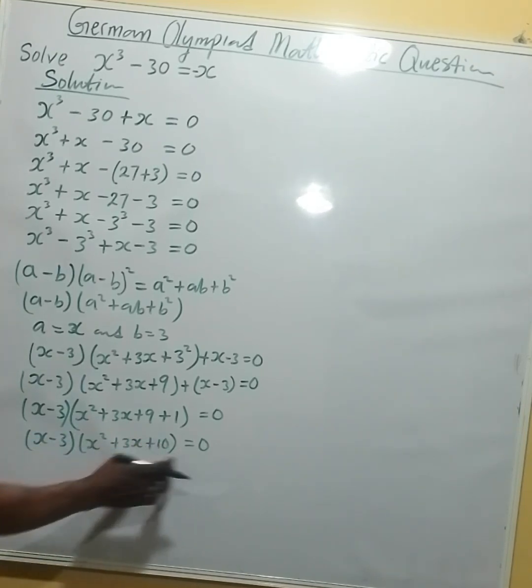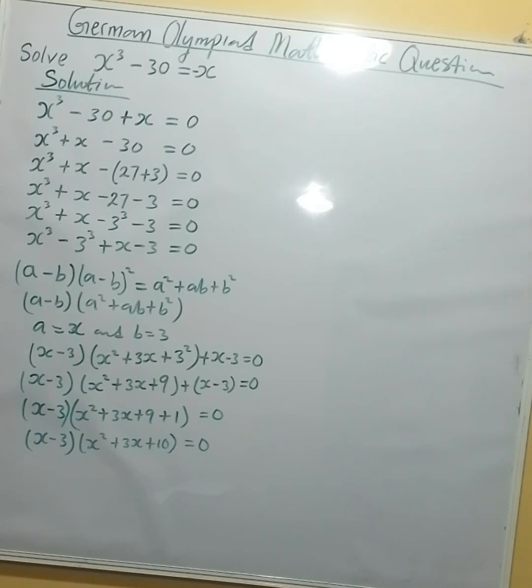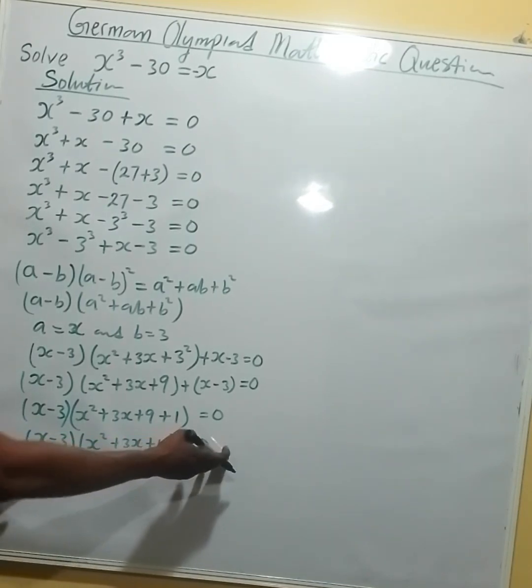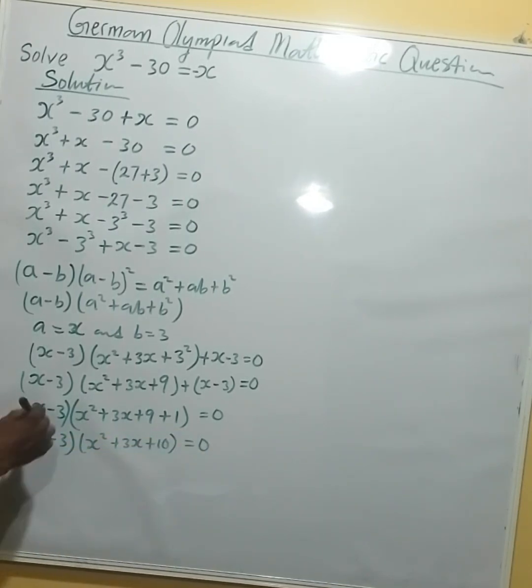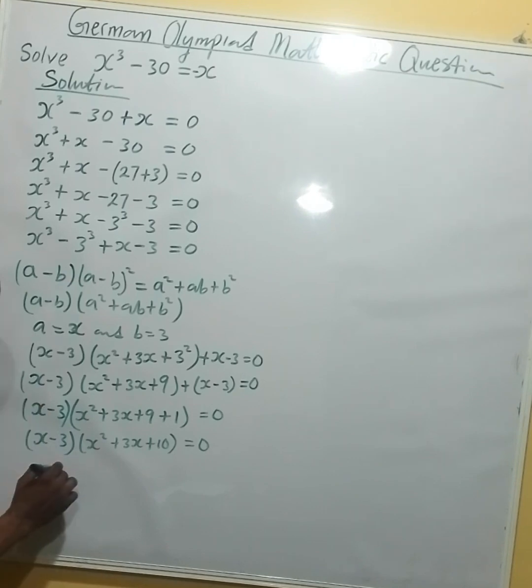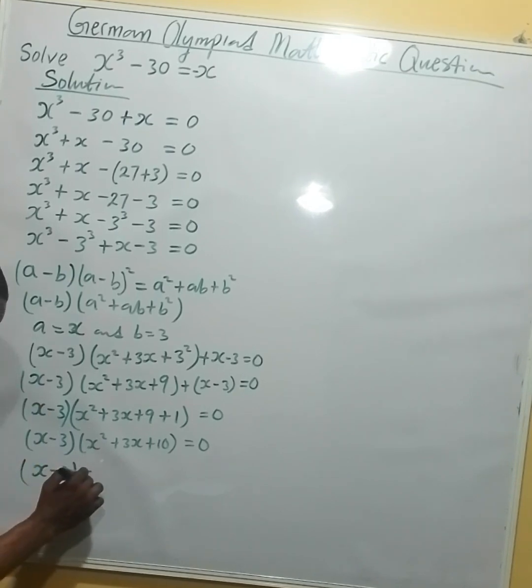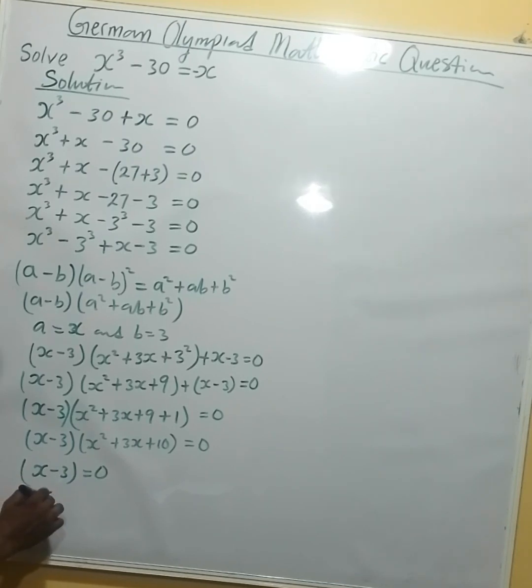So now we have a quadratic equation here when you equate it to 0. So the first answer that we are going to get now, you know there are 2 brackets here. So you equate the first one into 0, you equate the second one into 0. So let's start with the first one. We have x minus 3 into bracket equals to 0. So when you remove the bracket, we have x minus 3 equals to 0.